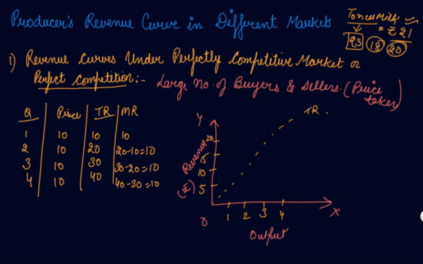What about your AR and MR curve? Their price is constant at all levels of output. Your price is equal to AR is equal to your MR. So this is the revenue curves under perfect competition, right?